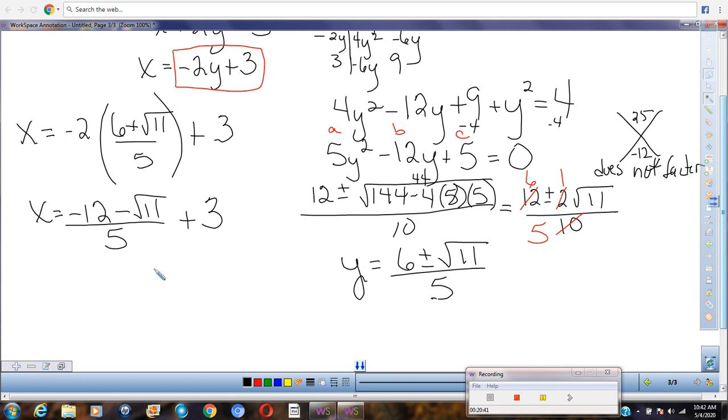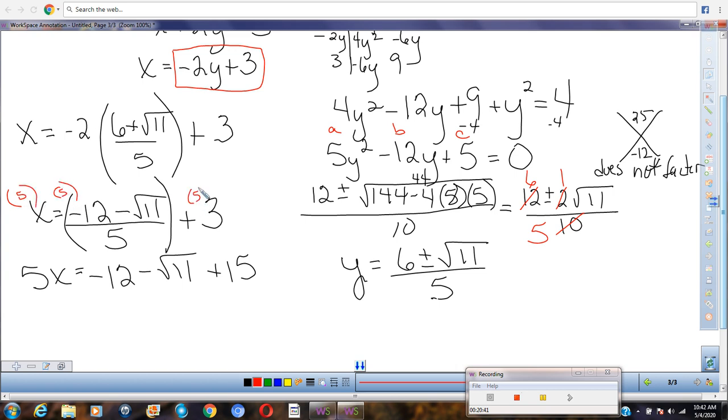Again, I like to clear the fraction because it makes it easier to see when you're combining like terms. So I'm going to multiply everything by 5. That would give me a 5x equals, and technically this is in parentheses, so when I multiply it by 5, these would cancel. So I have negative 12 minus square root 11, and don't forget to multiply the 3 by 5, right? So plus 15. Now, a lot of times in class we will put the little 5 next to it to help us remember what we're doing to each term. And you can see here these would cancel.